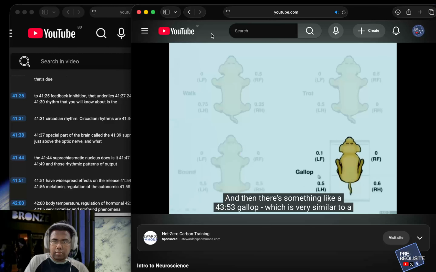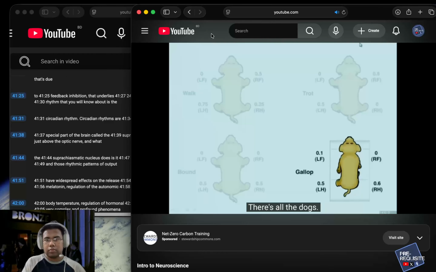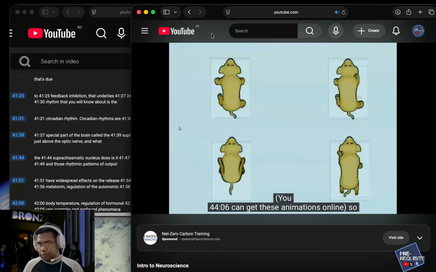And there's something like a gallop, which is very similar to a bound. So we don't understand the neural circuits that produce these, but let's think about ways in which, in principle, you could do it. There's all the dogs. You can get these animations online.